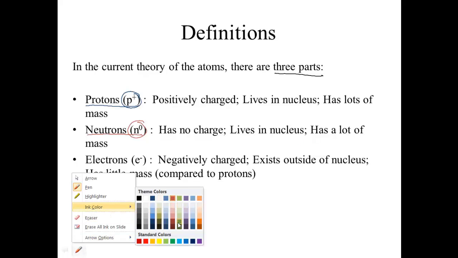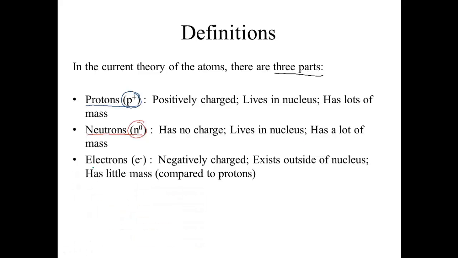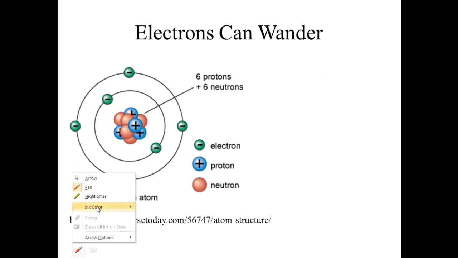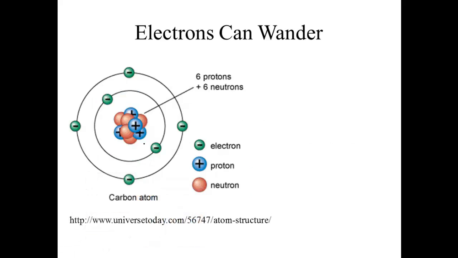The thing that we are predominantly interested in are electrons, denoted by this e with a negative sign, and they're negatively charged, and they don't live in the nucleus. They exist outside of the nucleus, and to be honest, they have very little mass compared to a proton. In this diagram, you see that the protons and the neutrons live inside the center region called the nucleus. And the number of protons dictates what kind of element it is.